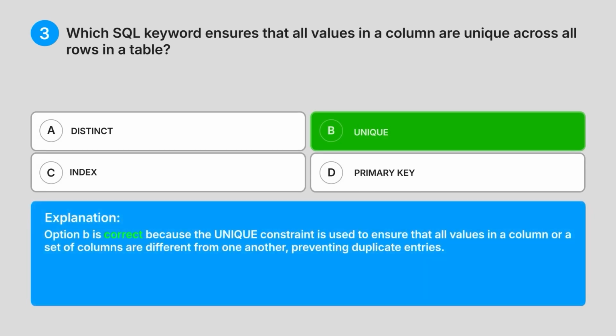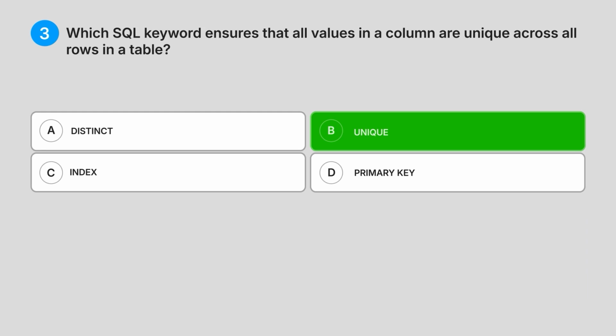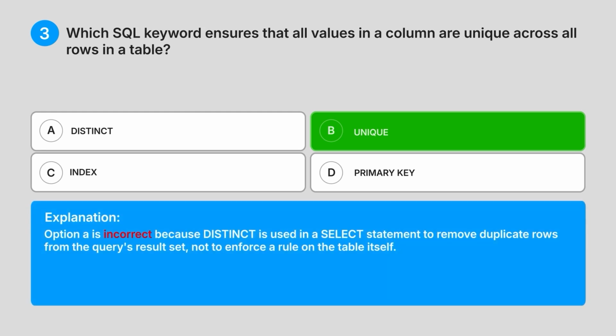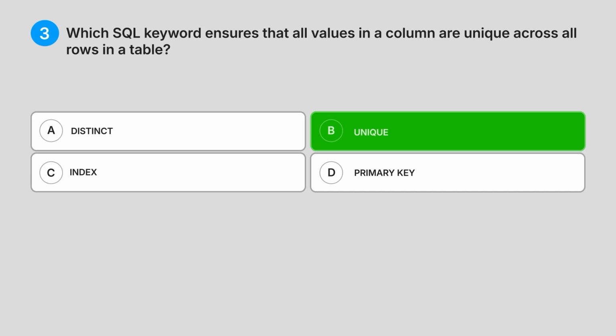Explanation: option B is correct because the unique constraint is used to ensure that all values in a column or a set of columns are different from one another, preventing duplicate entries. Option A is incorrect because distinct is used in a select statement to remove duplicate rows from the query's result set, not to enforce a rule on the table itself.